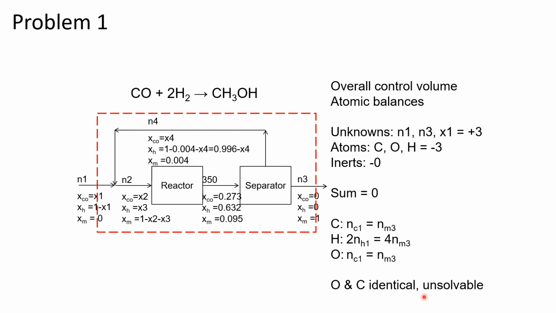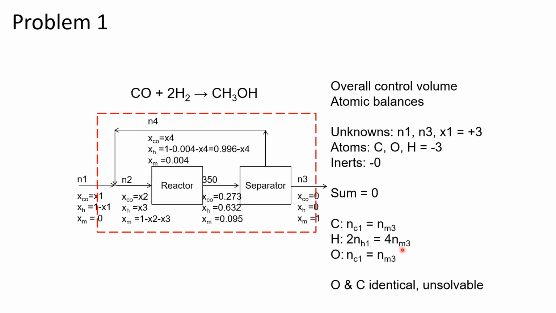We're stuck. We're going to have to look at the other control volumes to see if we can start someplace else. For completeness, the atomic balance for hydrogen is shown here. Hydrogen enters only with the hydrogen in the inlet stream, so if the flow rate of the hydrogen molecule is NH1, multiply by 2 atoms of hydrogen per molecule of hydrogen, get the flow rate of hydrogen coming in. Hydrogen exits in the methanol.